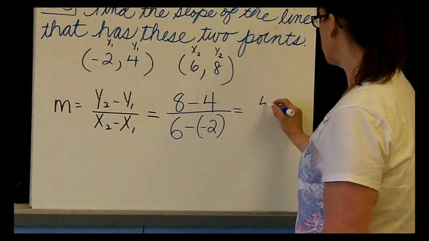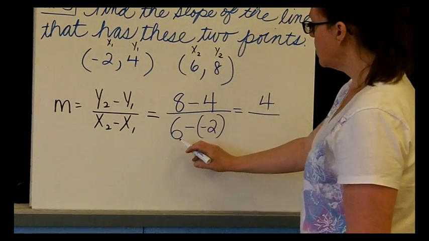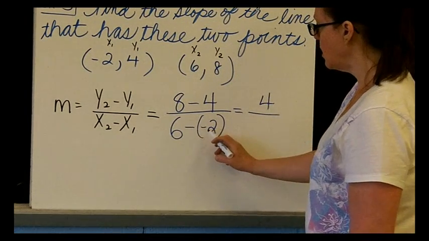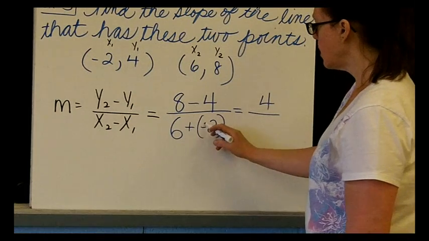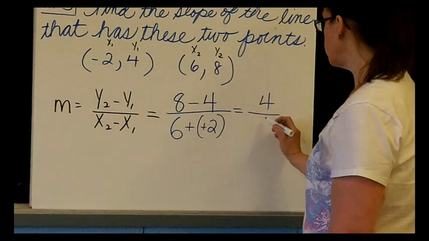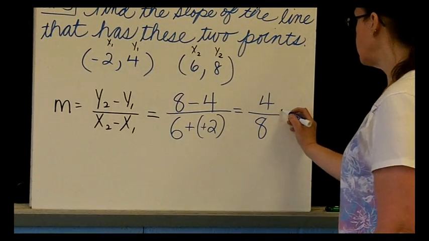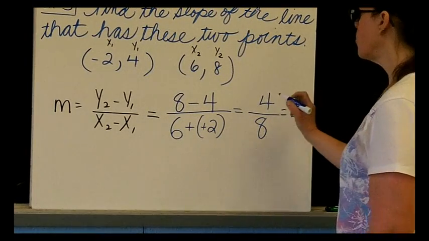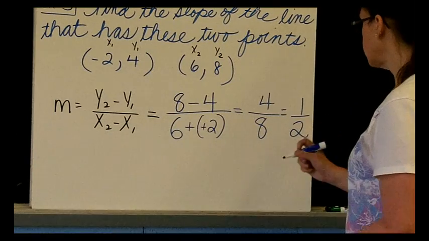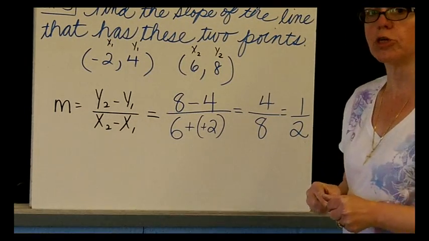8 minus 4 is 4. 6 minus a negative 2 is like adding. So 6 plus 2 is 8. 4 over 8. And of course we simplify. So for this line, the slope is 1 over 2.